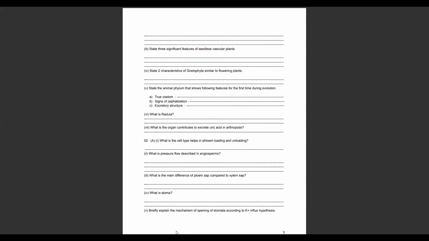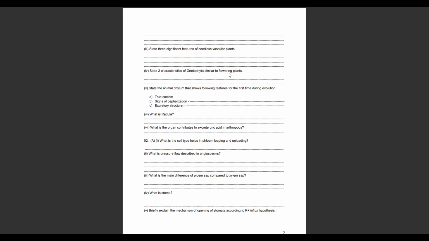So, Gnetophyta or Gnetum, they are the only gymnosperms which have vessels in xylem, right? They have xylem vessels. And the next thing is the leaves and fruits of these gymnosperms are similar to those of flowering plants or angiosperms. Okay? Give 2 marks.